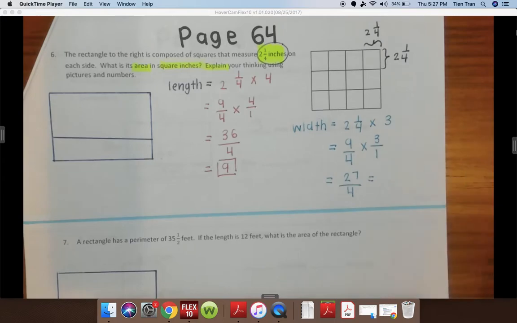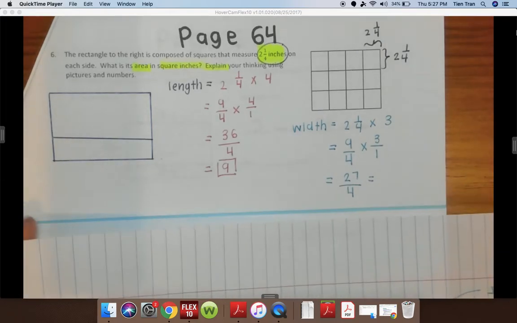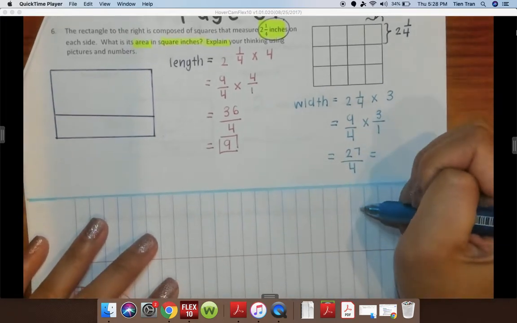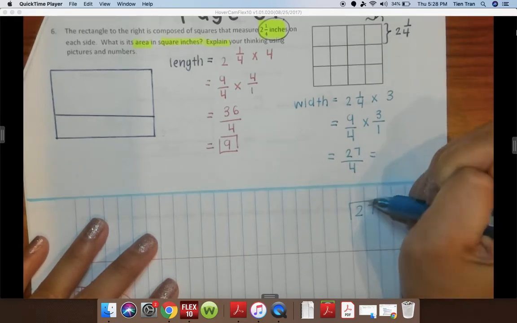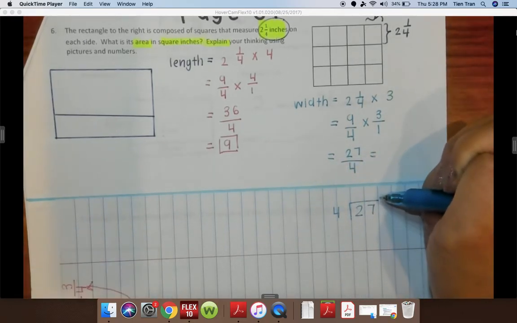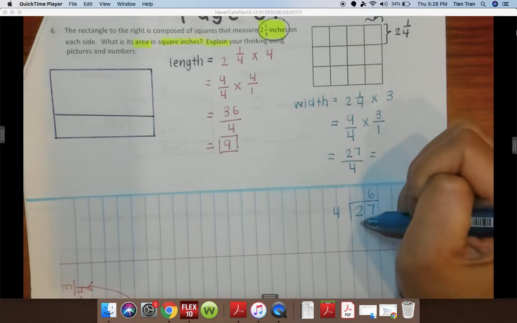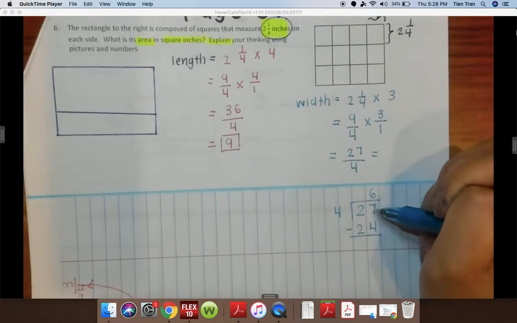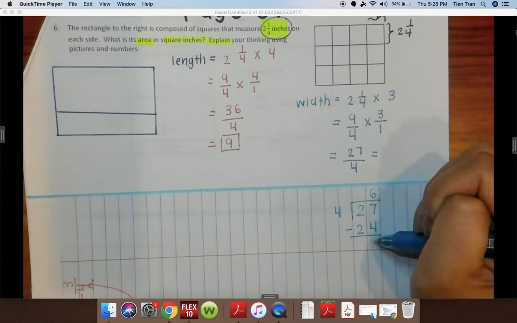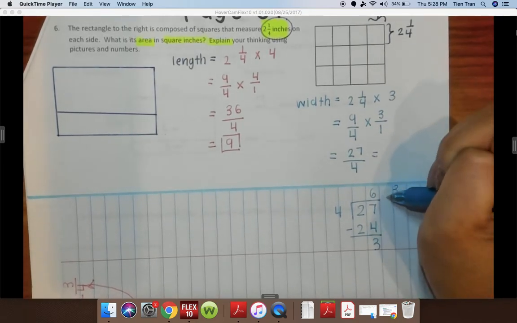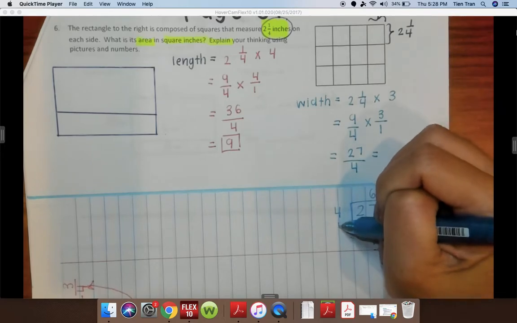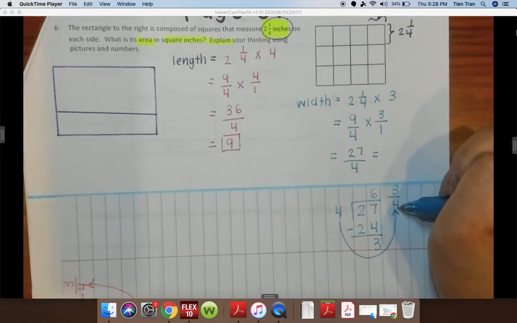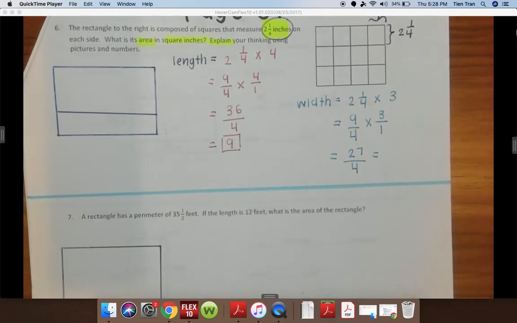That means I need to make sure I divide my problem to get the correct answer. So I'm going to divide it here for you guys to see. I know that 4 can go into 27 6 times, which is equal to 24. 27 minus 24 is equal to 3. That is going to be my numerator, and my denominator is going to be 4. So I have 6 and 3/4.